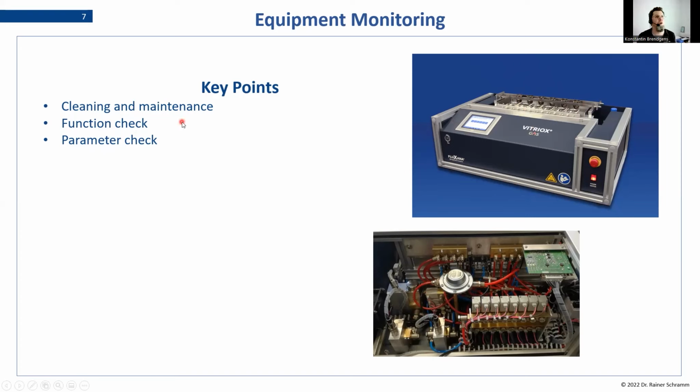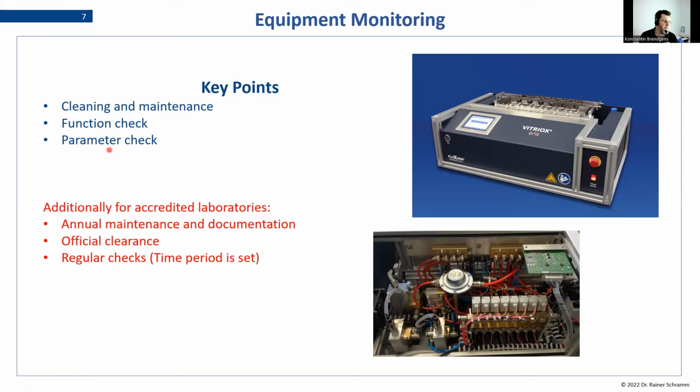And then on a more day-to-day basis, what you want to do is the function and parameter check. Function check basically means to observe a preparation once a day, once a week, something like that, in order to make sure that the programming or the parameters are met. And parameter check is just to make sure that the settings of the machine are the same as before.